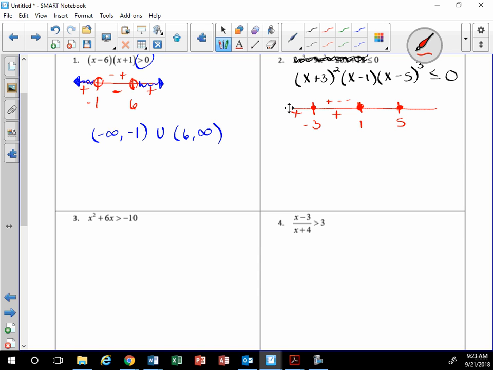Then 1, does that have any multiplicity? No, so it was coming from the positive side. I would expect it to cross over and be negative after that. Now, 5 has multiplicity, but what does that cubed do? It's still going to change signs, right? It's an inflection, but it still goes from negative to positive, okay?